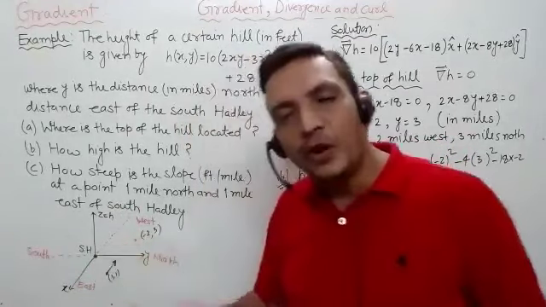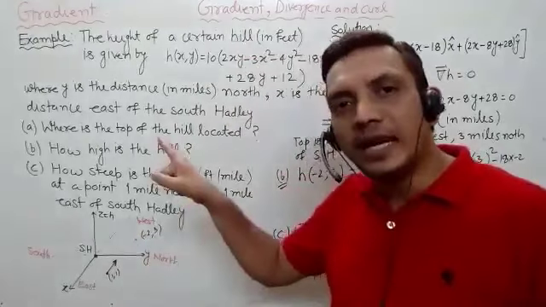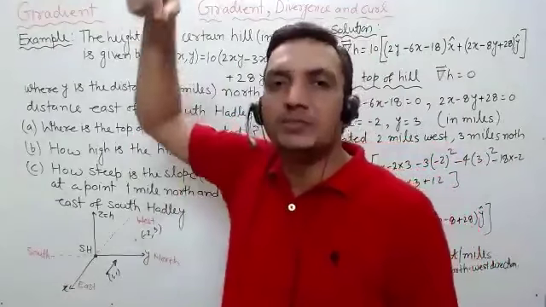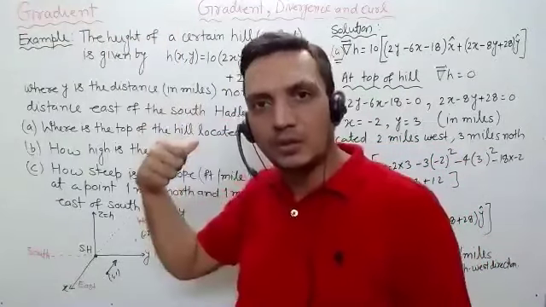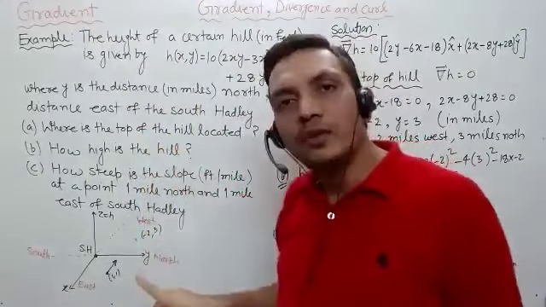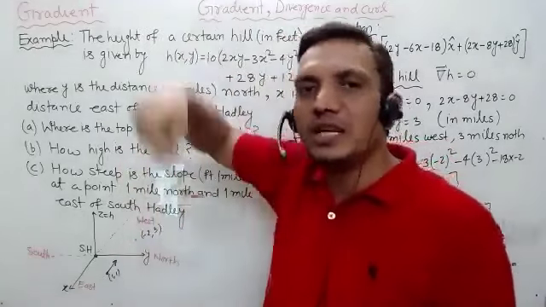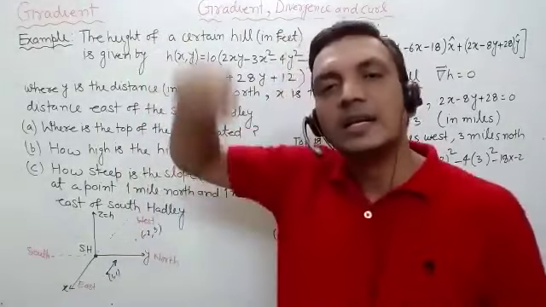So at any point, if you know the direction of the gradient, and if you move in that direction, you will see there will be maximum change in the function. That I have told you in the last class also. You have to always move in the direction of the gradient, then there will be maximum change in the function. In this case, the function is height.